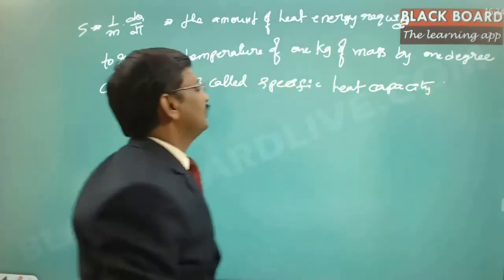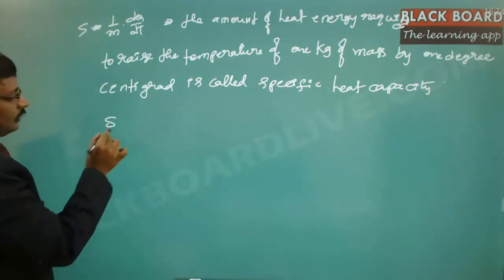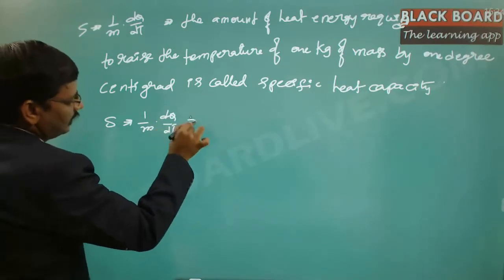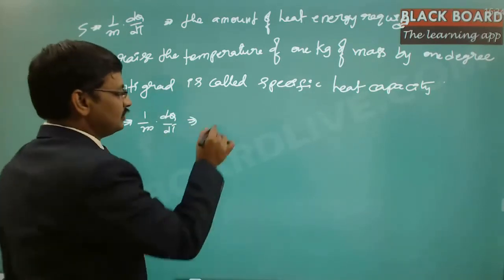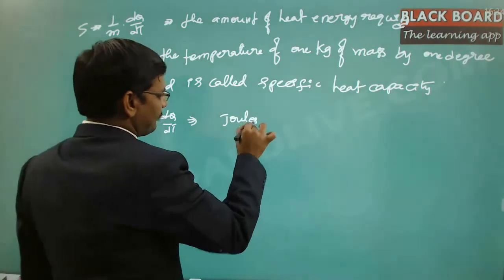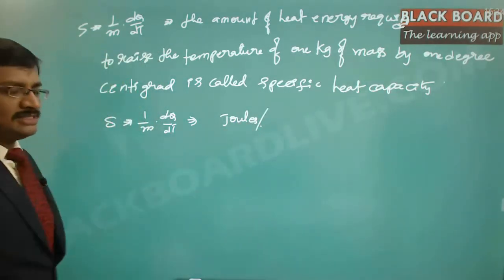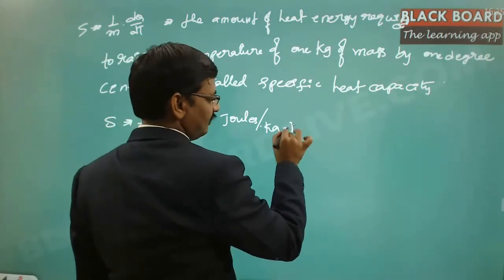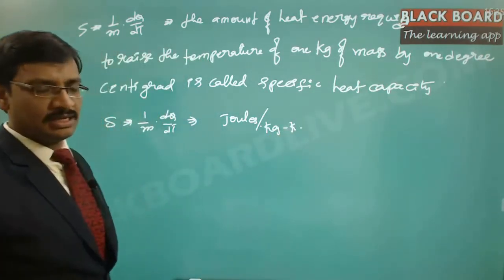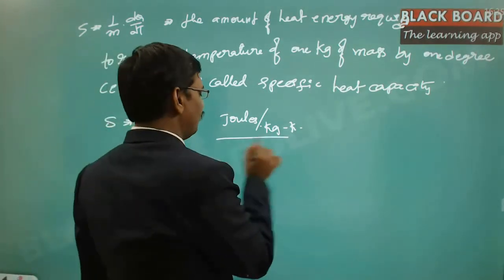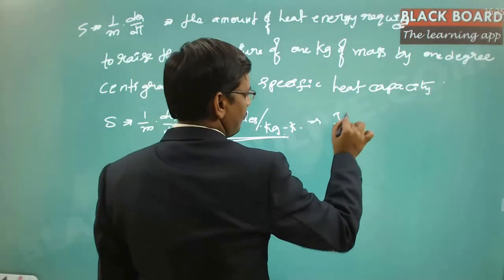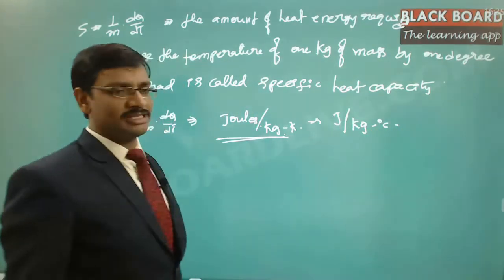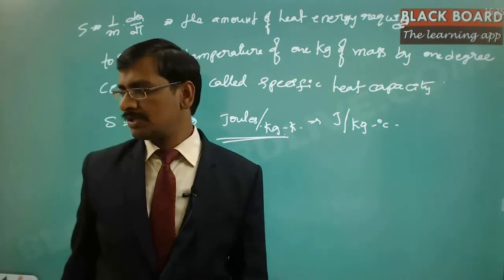Obviously, the units of specific heat capacity can be expressed from 1 by M into dQ by dT. The unit of dQ is the change in energy, expressed in joules, divided by mass in kg, and temperature in Kelvin or degree centigrade, whatever it may be. So this is joules per kg degree centigrade. This is how you express the units of the specific heat capacity. Got it?